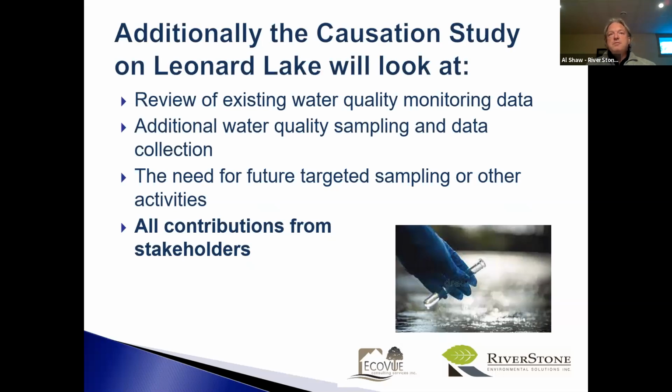There's some additional items that the causation study for Leonard Lake will review and we'll look at, but really the point I want to make on this slide is that the district and provincial data related to water quality and algae are already being compiled, and we plan to get additional data this year to complement the district data. And that will include sampling phosphorus through the summer and into the fall, and as well as dissolved oxygen profiles and deep water phosphorus. As I said, that can be an indicator of an internal load of phosphorus.